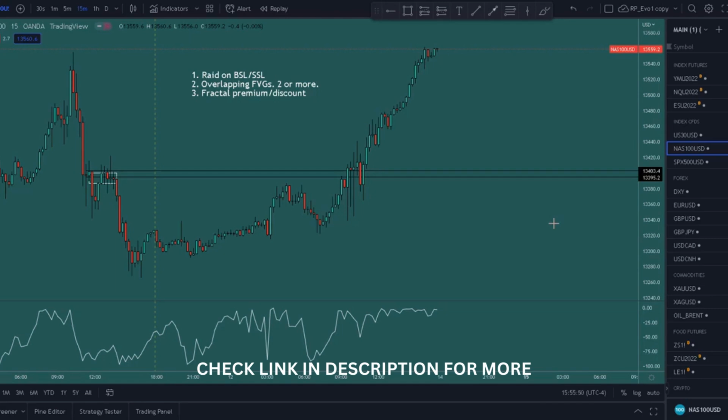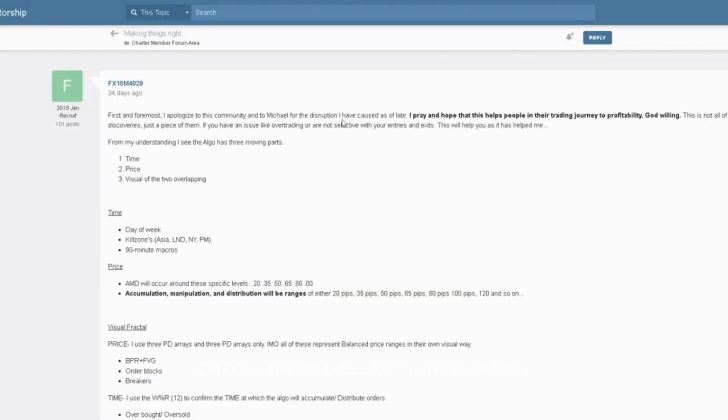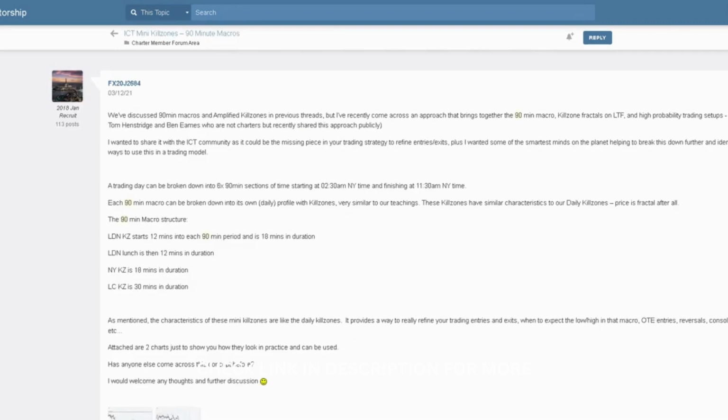And speaking of these threads, before we get into the advanced stuff, I wanted to show a huge appreciation and respect to the following threads and people who created them. We'll start with the most important thing that made a huge breakthrough in my trading, which is a 90-minute macro thread. Huge thank you for the guy who created this thread, and for the people who contributed, explaining how 90-minute macros work, how there are also mini kill zones in which there's high probability of a setup forming, so it narrows down your entries a lot, especially if you can trade on the lower time frames. So huge thank you. This is important.